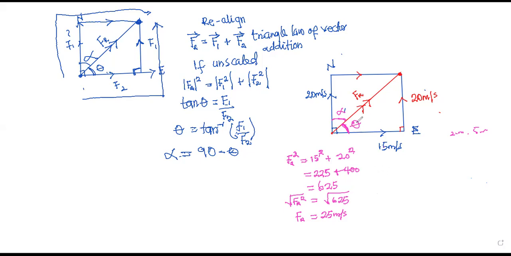So concerning the direction, because the two forces and the resultant form a right angle triangle, I can use tangent to find the direction. When I take the tangent of the angle theta, I have the opposite side, which is 20 meter per second, divided by the adjacent, which is 15. And what is 20 divided by 15? 1 point.